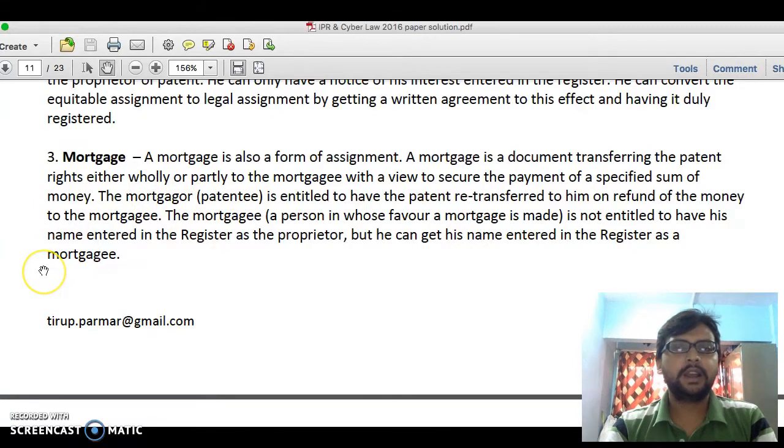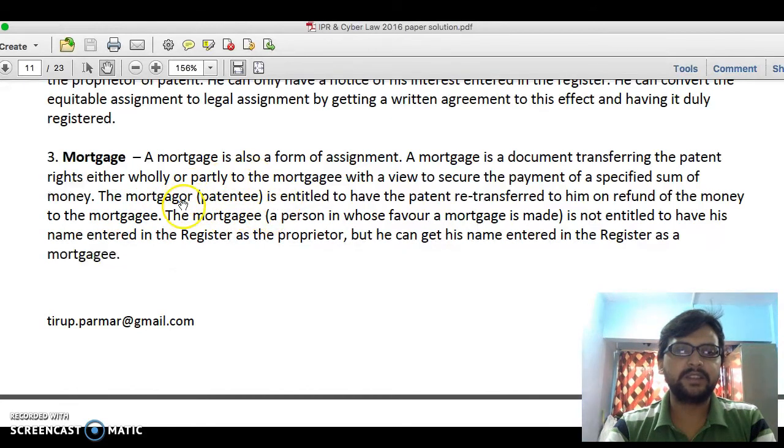For example, I can give you read, write, and execute permission over a file, or I can give you partial rights, that is only read permission, on a PDF document. So you don't have full rights over that document. You can just read it. In the same way, in a patent also, I can assign some rights over my patent, not full rights.